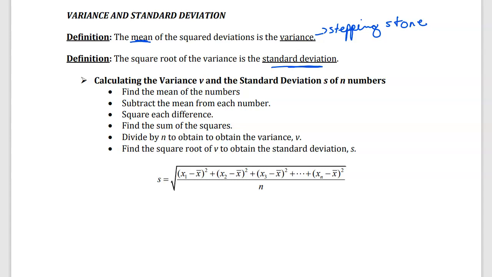So when we're calculating the variance, the V, and the standard deviation, the S, first thing we have to do is find the mean. Then we subtract the mean from each number and we square the differences. We add up all those squared differences, and we divide by how many we had. The last step is we take the square root.